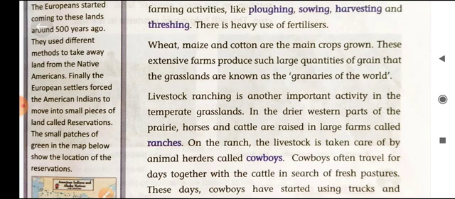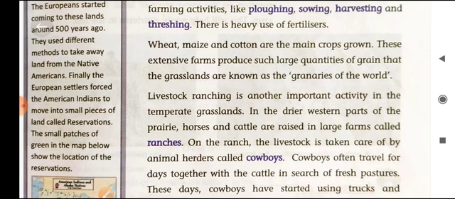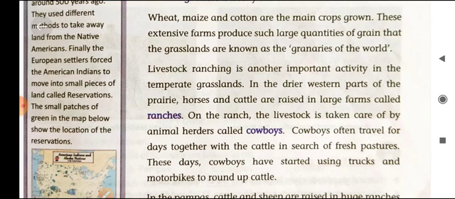These ranch workers are called cowboys. Cowboys often travel for days together with cattle in search of fresh pasture, traveling long distances in search of food for the animals. These days, cowboys have started using trucks and motorbikes to round up the cattle, since they have a large quantity of cattle to take care of.